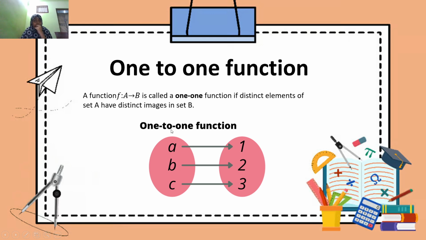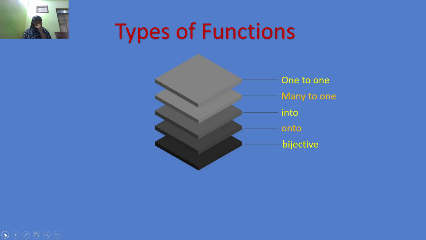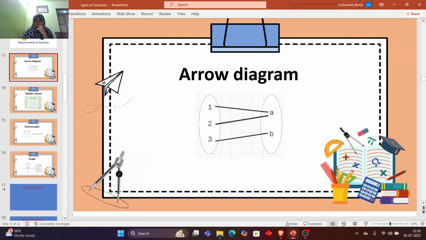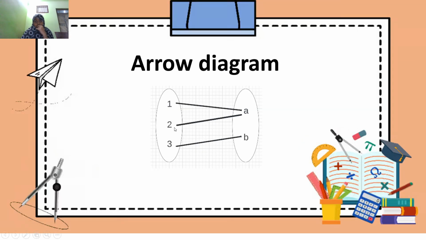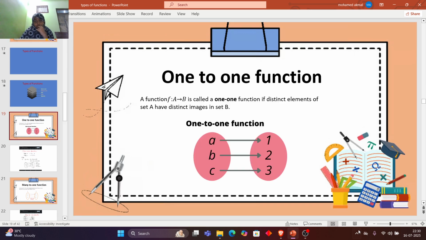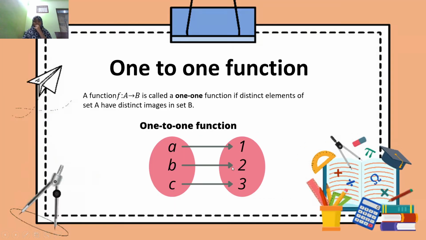Let us say this A, B, C is set A and set B is 1, 2, 3. What they are telling is a function will be 1-1 if image sharing is not happening. Let us go back. If you see here, 2 is going to A, 1 is also going to A. Here image sharing is happening. This kind of image sharing cannot happen for a 1-1 function. In other words, there has to be no image sharing.